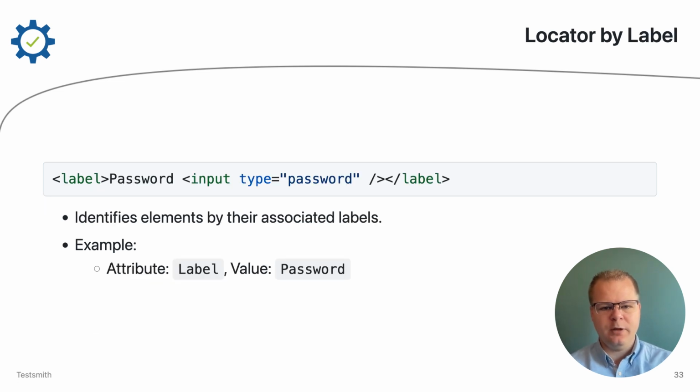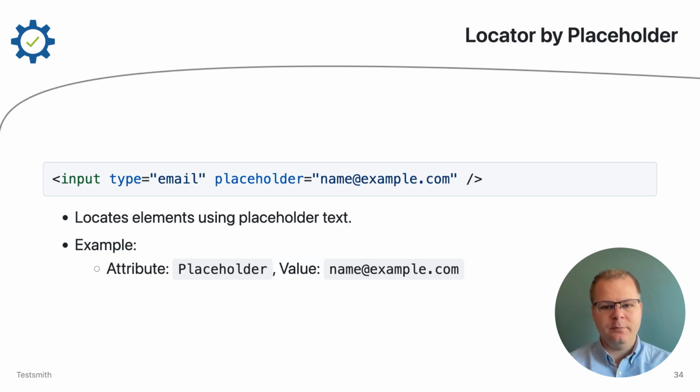Another useful strategy is locating elements by their label. Labels are often used to describe input fields or buttons. For example, consider a password input field with the label password. In INGenious Studio, you can locate this element by adding attribute label with the value password. This method ensures that form elements are easily identifiable by the text associated with them.